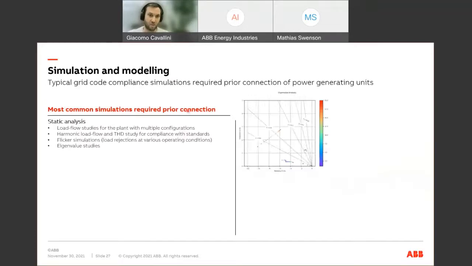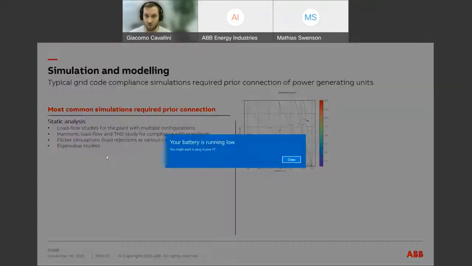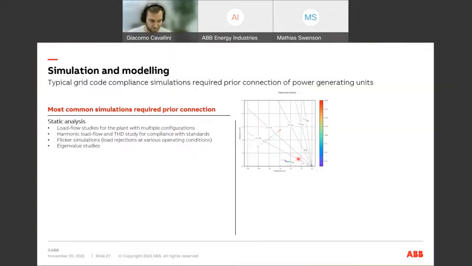So what are the most common simulations required prior to connection? Here the market is wide and strongly depends on the regulation. We can go, of course, from static analysis like load flow studies or harmonic studies, or also eigenvalue studies for small signal stability, for example, to evaluate the oscillation modes and how stable or unstable they are, how damped. Eigenvalue studies lose interest when we have just small units in the grid. Then RMS dynamic simulation.